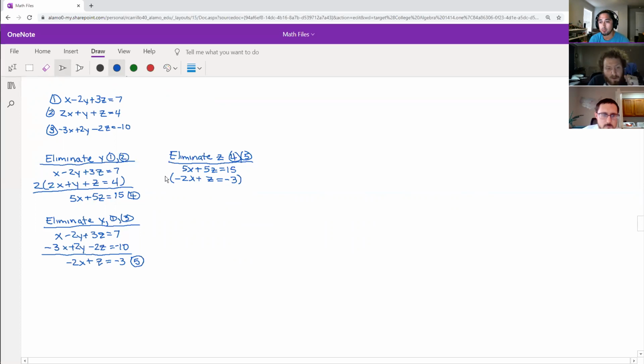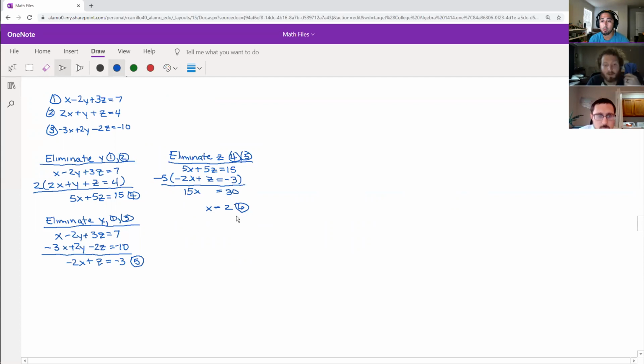So we want to multiply this by negative 5. It is negative 5. So you get 10x. 10x plus 5x is 15x. Your z's eliminate. And then negative 5 times negative 3 is 15, plus 15 is 30. If you divide 30 by 15, then x will equal 2. And this is equation 6.